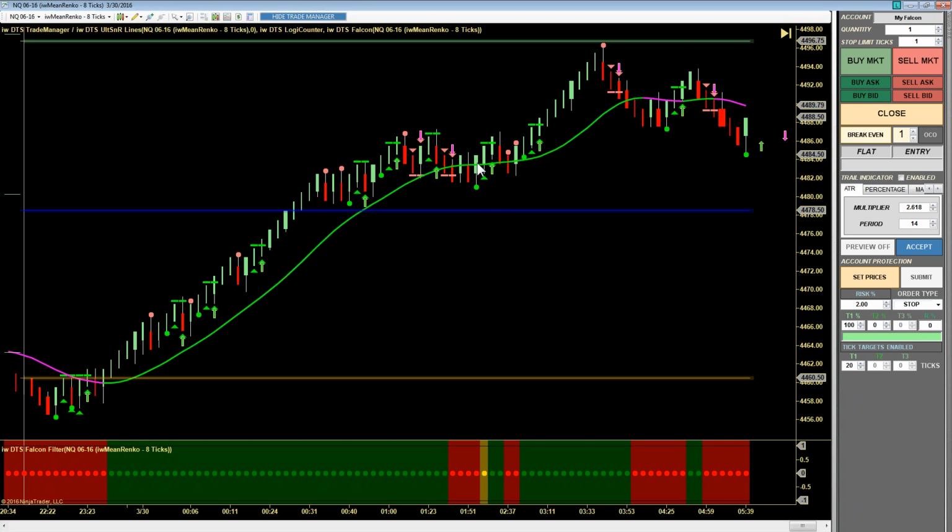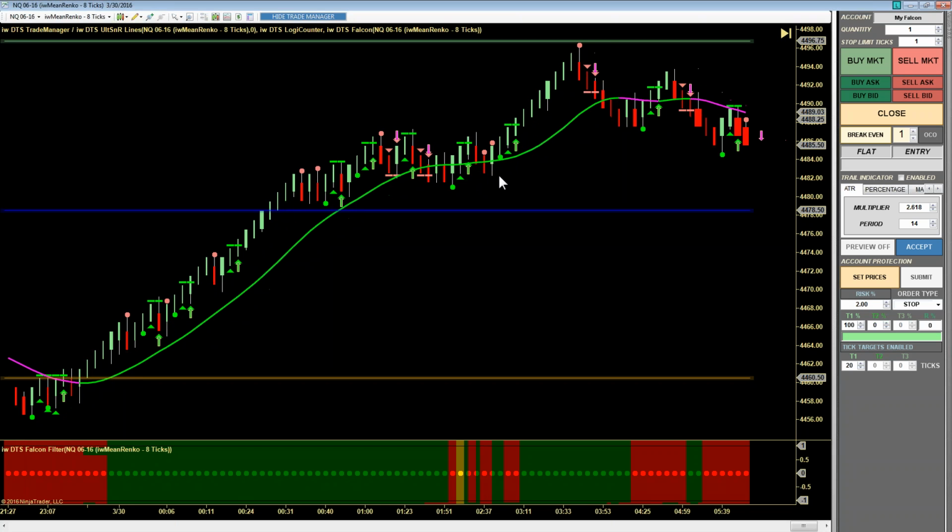This is what we call a late filter entry through here. And what happens is the filter goes out of sync, but it comes back into sync and we produce a signal. But the whole time, the trend line does not change color. Notice that? Very important.